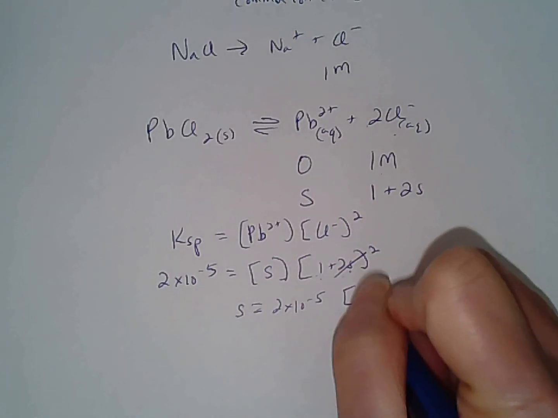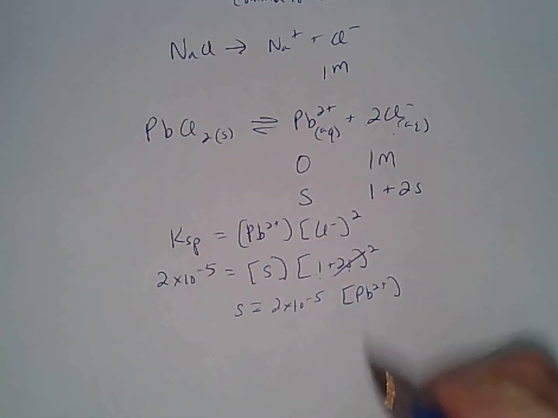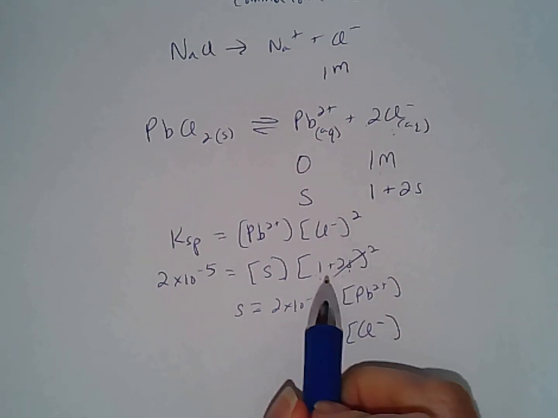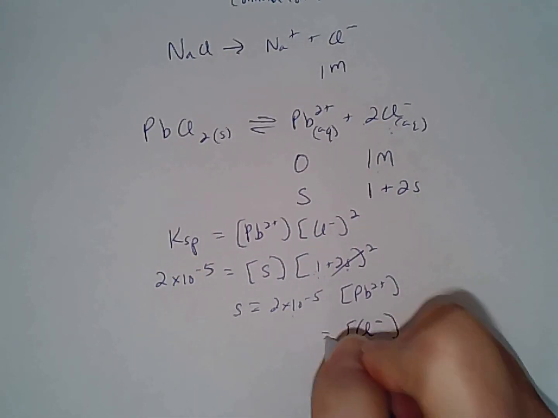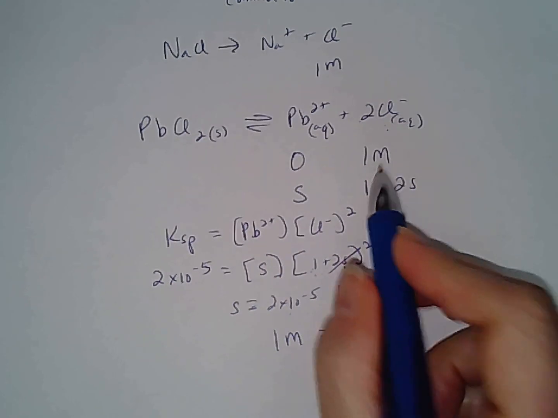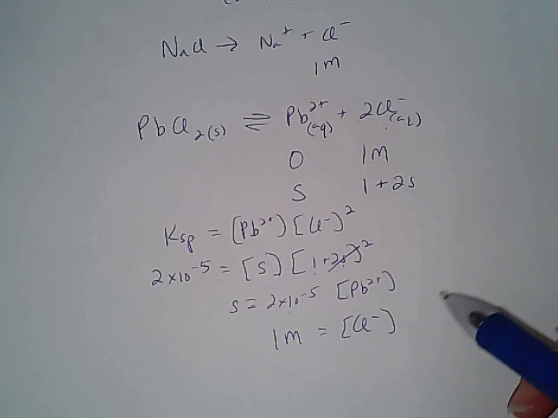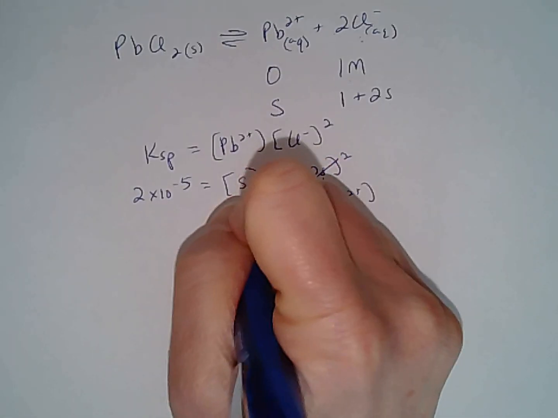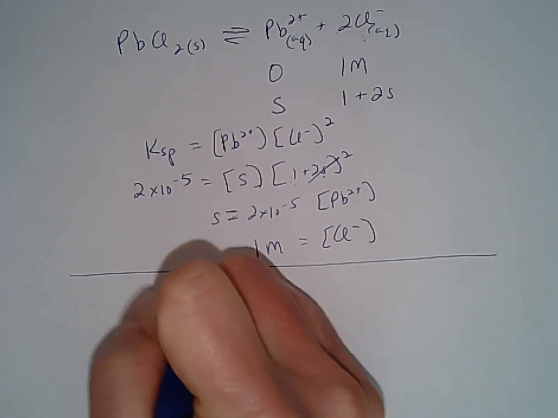That is the concentration of my lead ions. But what if I want to know what the concentration of the chloride is? Well, chloride is going to be 1 plus 2 times this value, but realize that that is essentially your original concentration of 1 molar. Okay, now you might be going, well, why am I going to have to do this problem? Well, it's in comparison to how this would look in a water solution.